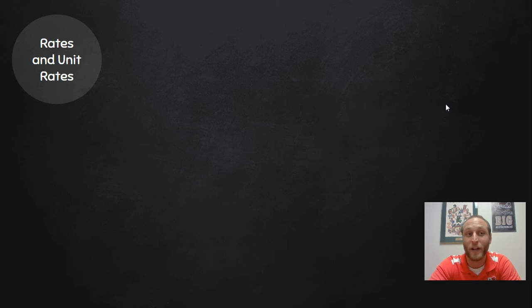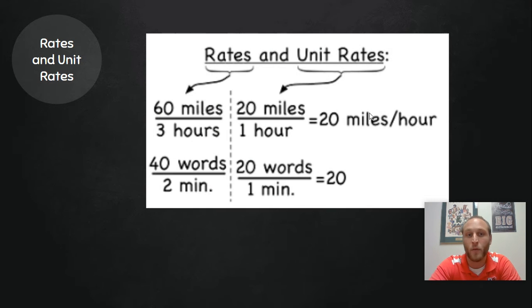All right, then we got into rates and unit rates. So we know a rate is when you're just comparing two things over a certain amount of time or a certain amount of dollars, right? So 60 miles per 3 hours is going to be a rate. But when I'm talking about a unit rate, I want to take the miles and I want to put them over 1. All right, I want that denominator to be 1. So in this case, you see that 60 over 3 turns into 20 over 1.